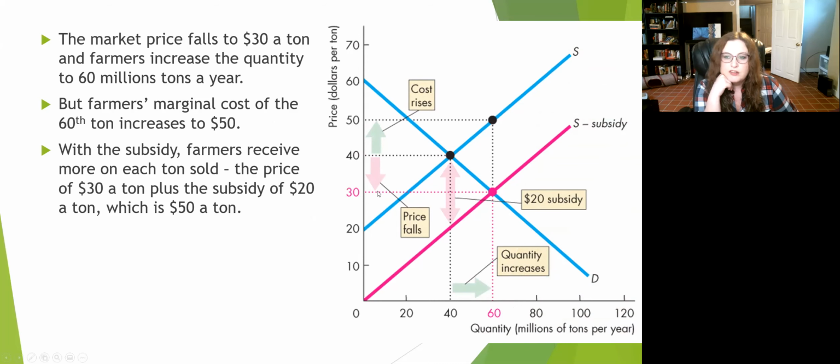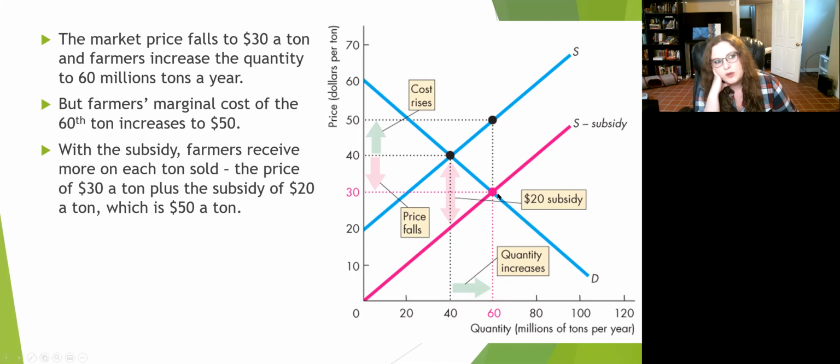The price falls. It falls, right? We went from $40 to $30. Price goes down. Quantity goes up. We went from 40 million tons of garlic to 60 million tons of garlic. Quantity goes up.